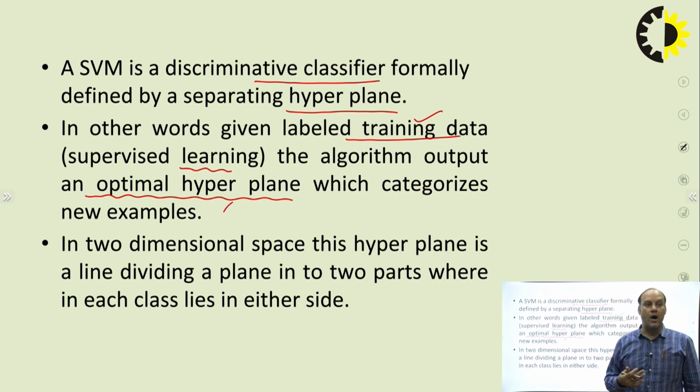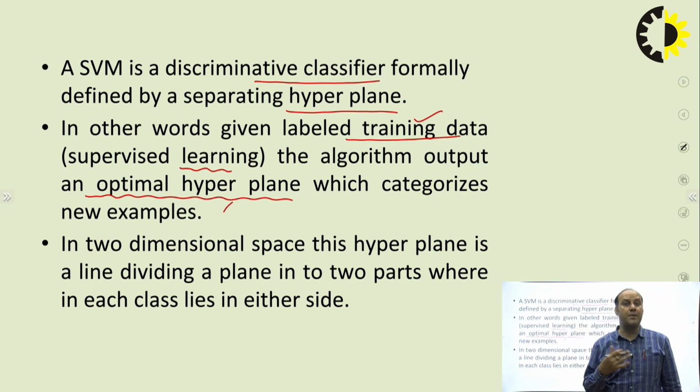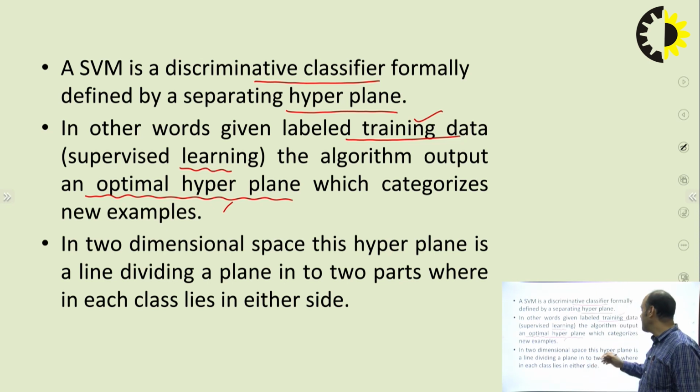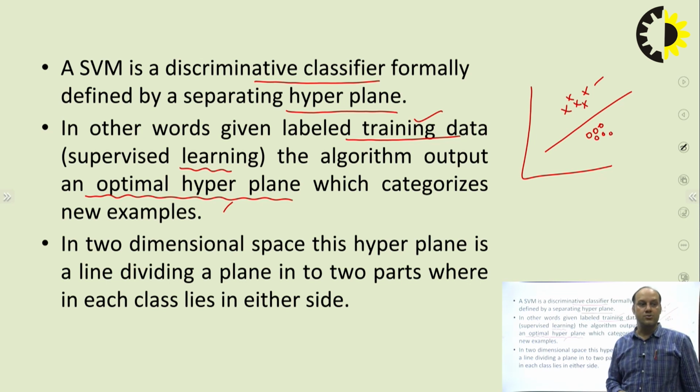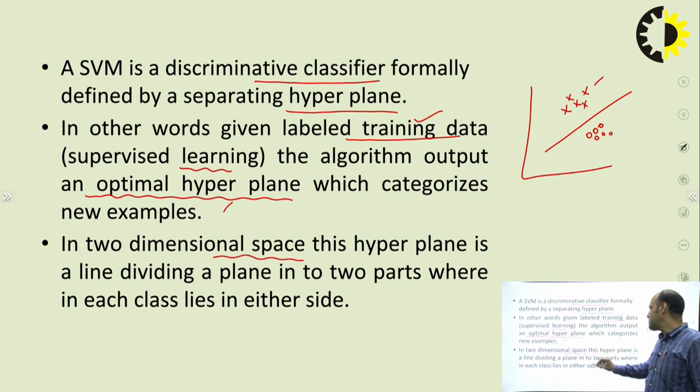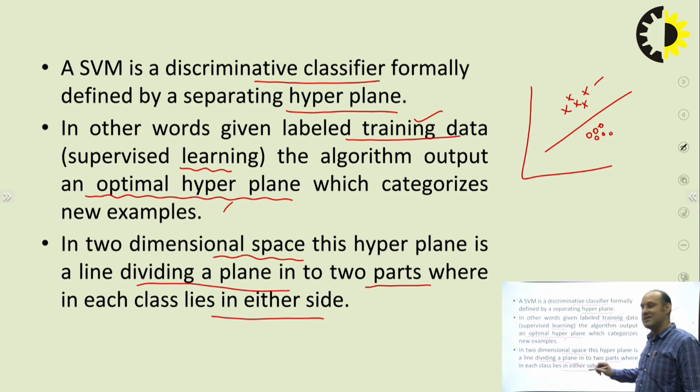Okay, so how can I define this hyperplane? This hyperplane can be defined as a 2-dimensional plane, a 2D plane, like this. For example, some sets of data points are here, and this is one class and another class is circles, which lie on the other side of the plane. So this is the classification, and SVM helps us to do this. The same I have written here: it is a 2D space, and this is a line dividing a plane into 2 parts, and each class lies on either side.